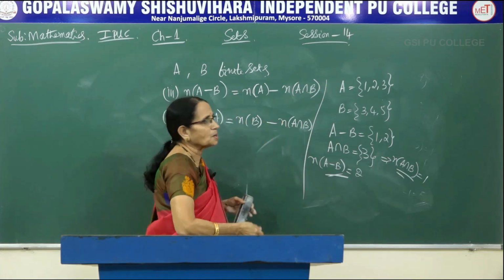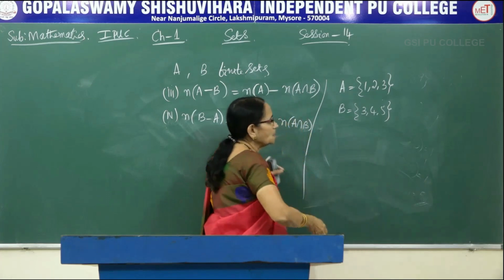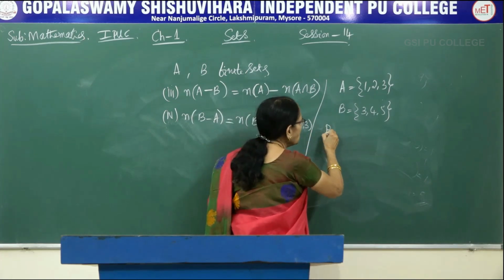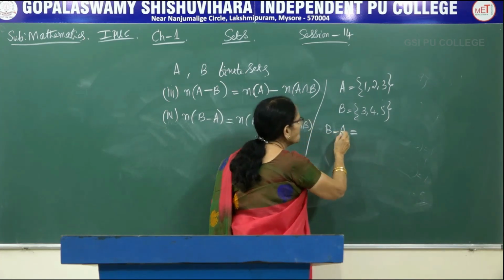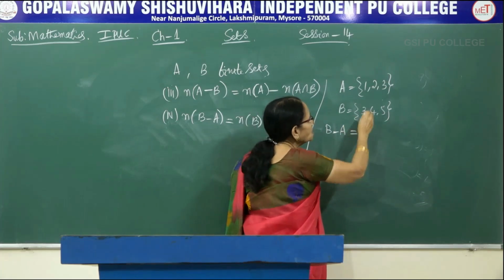Now take the same example here. Now A is 1, 2, 3. B is containing 3, 4, 5. Let me write B minus A. B minus A means those elements which are present only in B, not in A.